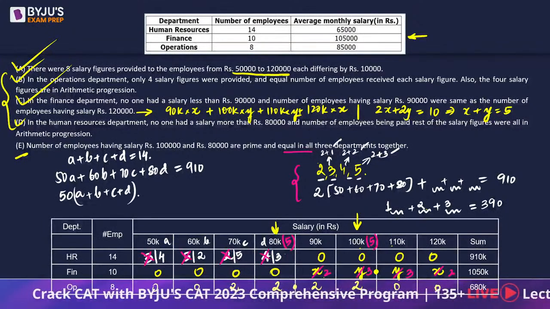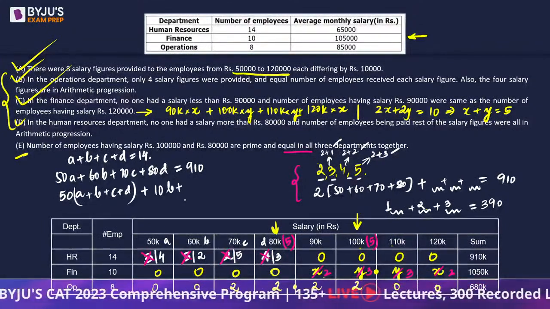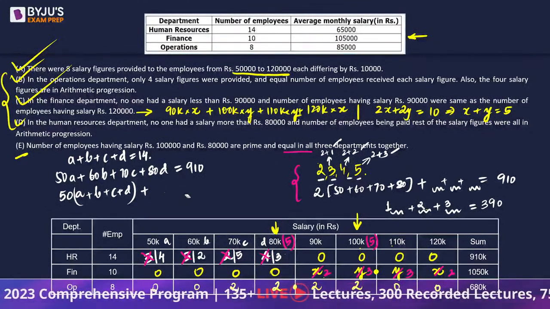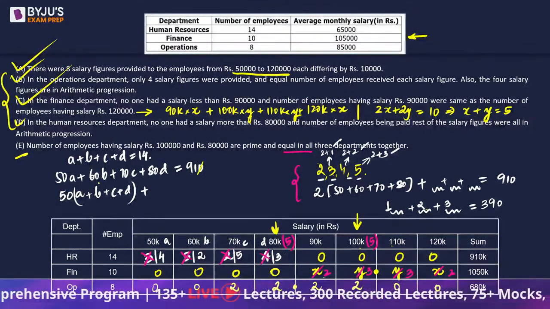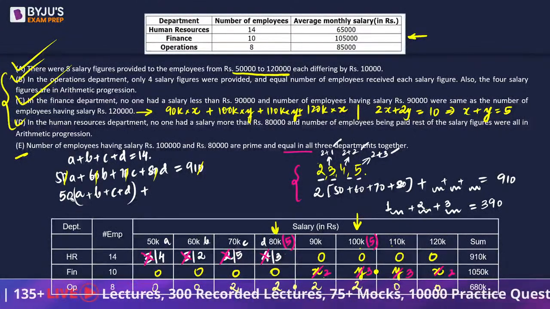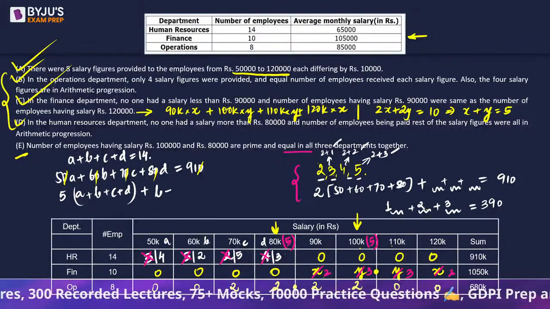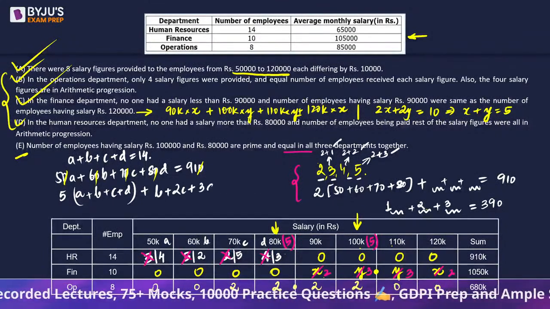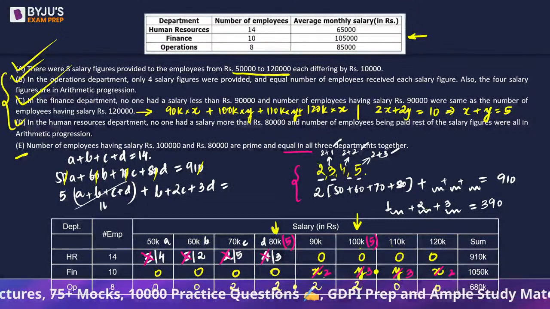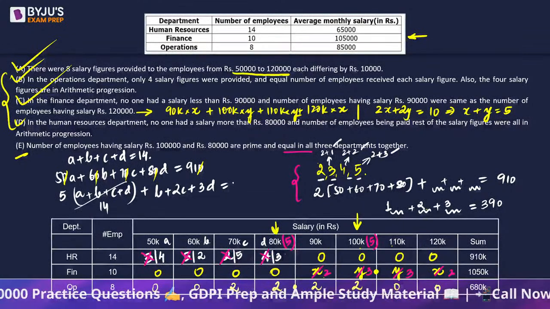And then we will be left with 10B... अच्छा पहले तो एक 0 हटा देते हैं, ठीक है, previous वाले से, to make it easier. So we will get rid of these zeros. So we don't have to deal with larger numbers. So we'll have 5 times A plus B plus C plus D plus B plus 2C plus 3D is equal to, this is 14 na? 14 into 5 is 70, 91 minus 70 is 21.